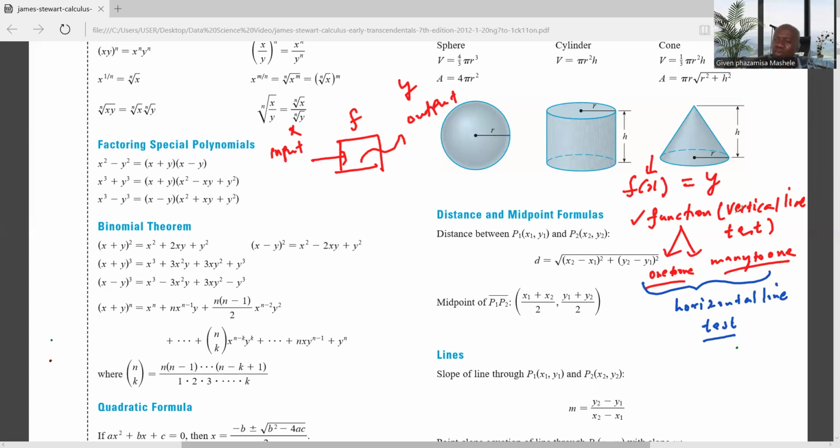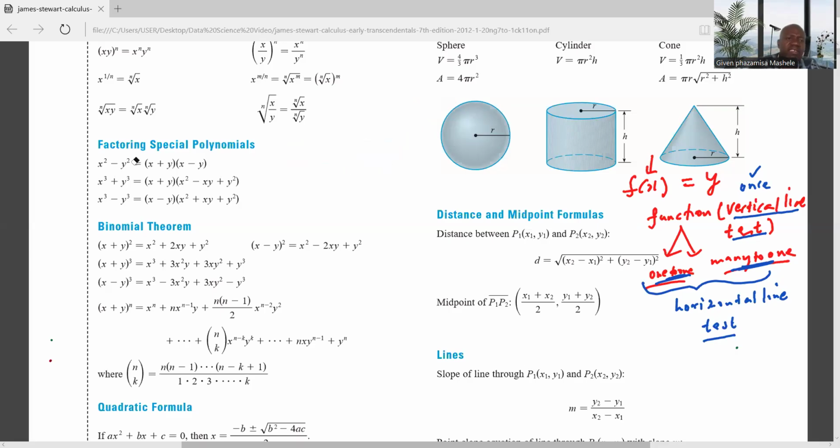Because if you're using a vertical line and your line touches the graph once, then you know this is a function. But a function can either be one-to-one or many-to-one. And how do you test this? You test this by using a horizontal line test.